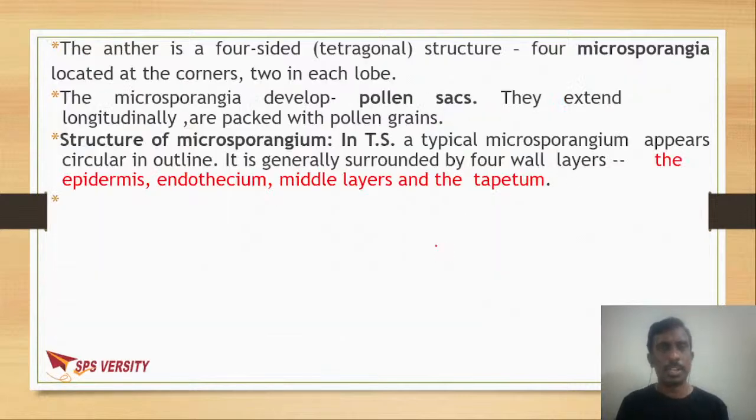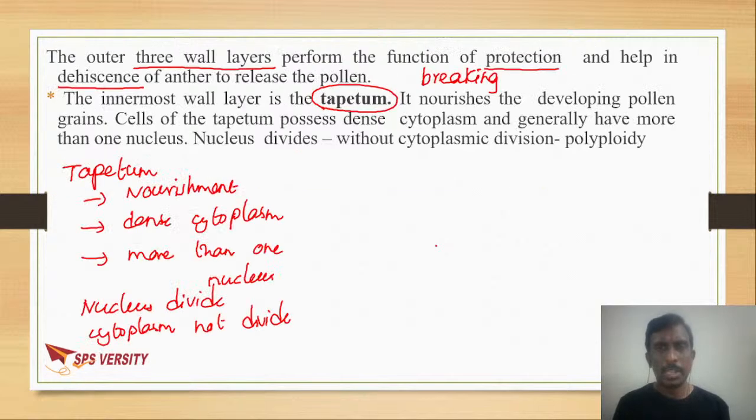And at the same time the functions of these 4 layers. As we discussed already, the outer 3 layers have the function of production and release of pollen. The tapetum function is nourishment. The tapetum has a specific feature: its cells are rich in cytoplasm and have more than one nucleus. The reason is that the nucleus divides but the cytoplasm doesn't divide. That's why it leads to the multinucleate condition.